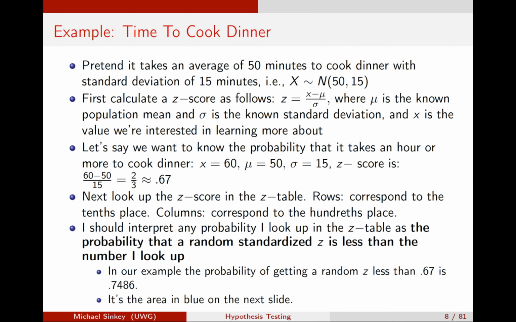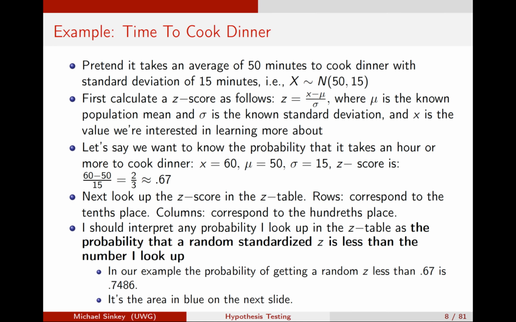Okay, so this is a modeled description of how long it takes to cook dinner. I do not actually collect the data for how long it takes to cook dinner, and I have not actually verified whether it's normal, but it's an assumption I'm making, and I appealed to the central limit theorem to do it.